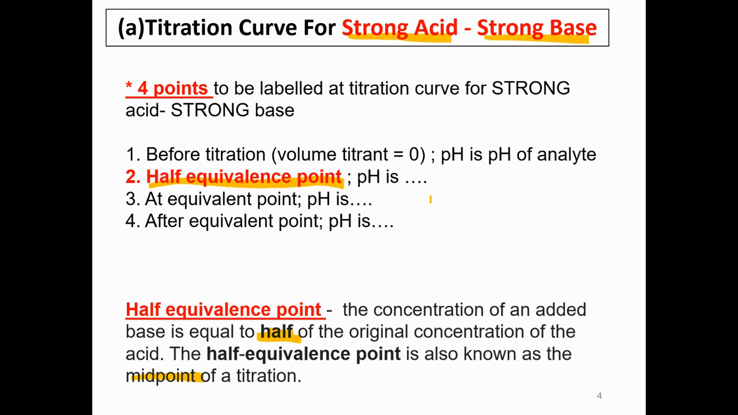Before we proceed further, how do we get the equivalence point? We use MA VA per MB VB equals a per b for titration. So we will know the volume at equivalence or the concentration at the equivalence point, because they will completely react.